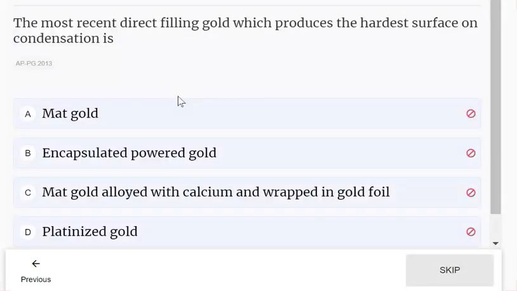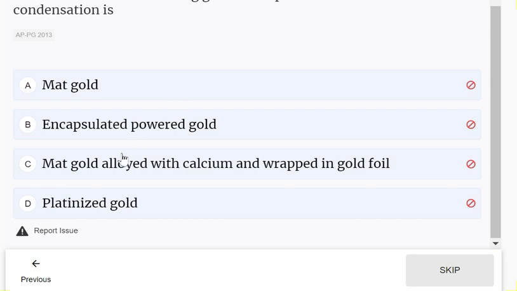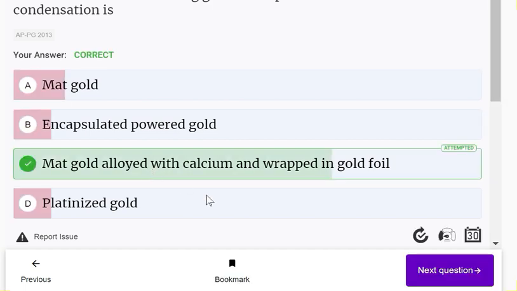The most recent direct filling gold, which produces the hardest surface on condensation, is matte gold alloyed with calcium and wrapped in gold foil.